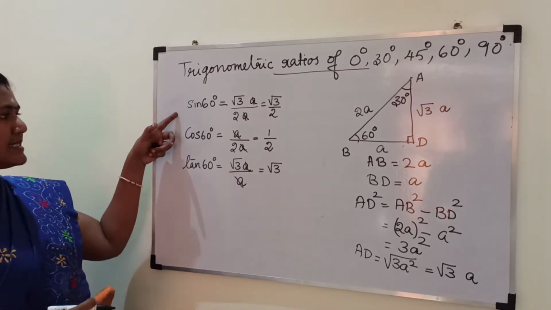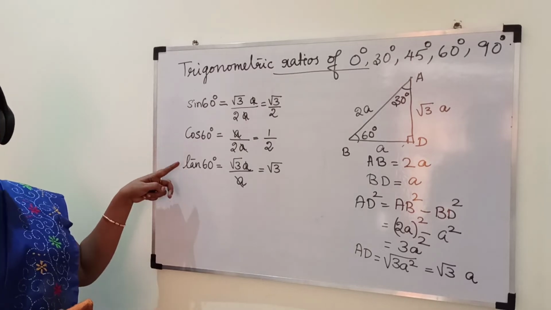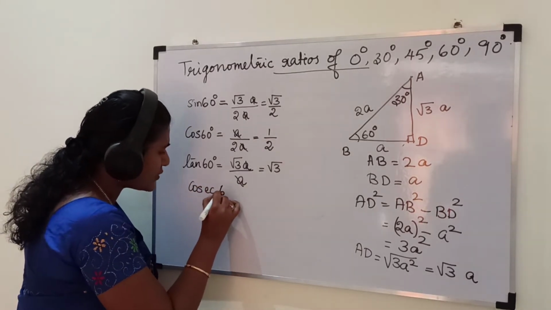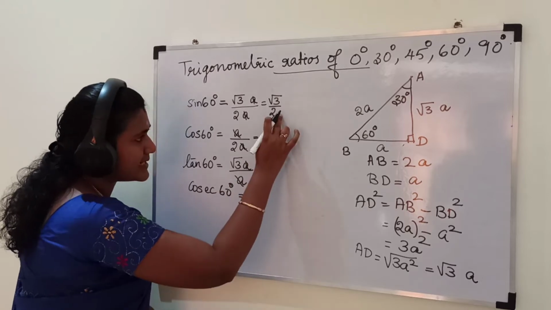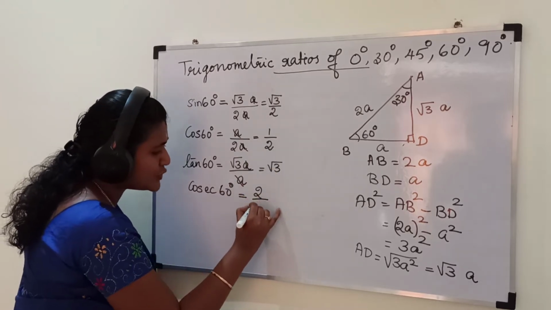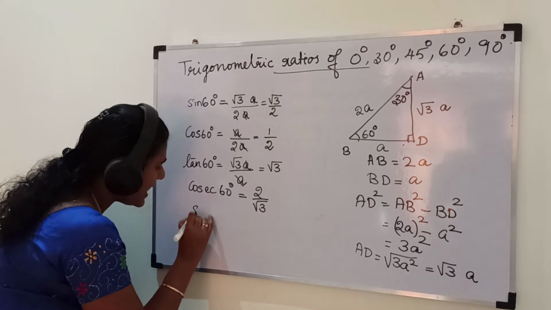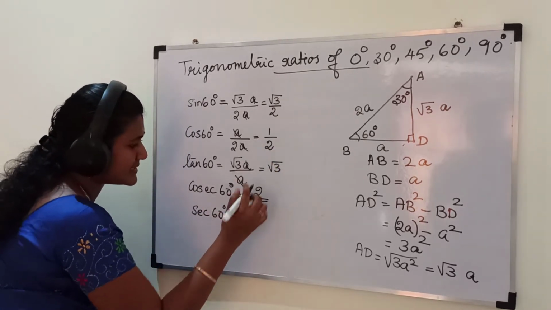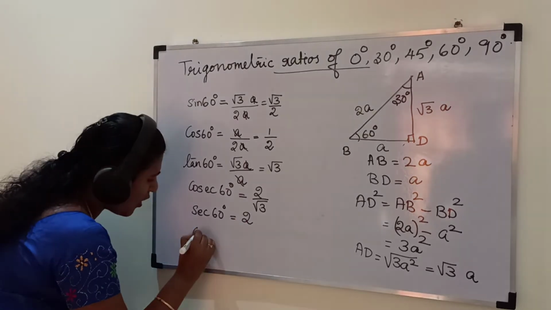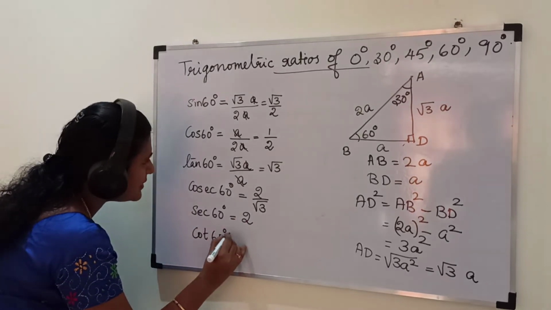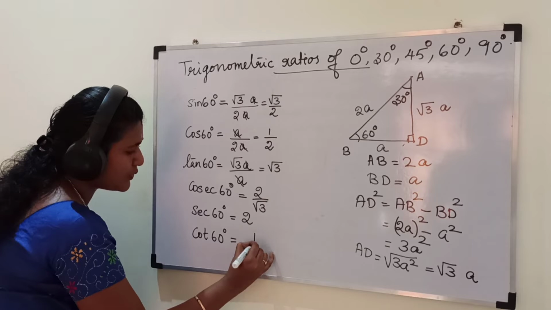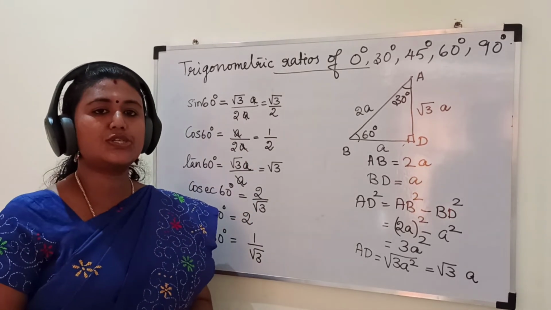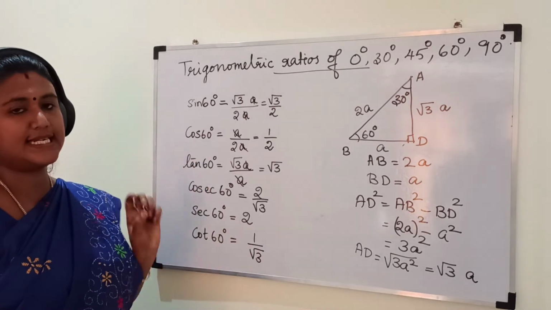So we got sin 60, cos 60, tan 60. So we will find the remaining ratios. Cosec 60 degree is the reciprocal of sin, that is 2 by root 3. Sec 60 degree is the reciprocal of cos 60, that is 2. And cot 60 degree is the reciprocal of tan, that is 1 by root 3. So we got the trigonometric ratios of angle 60 degree.